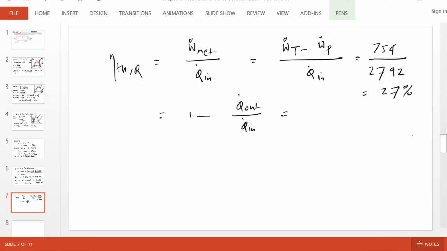If we go this way, we could also find the same, Q dot out is 2034 and 2792, and this will also produce 27%. And the back work ratio is going to be W dot p over W dot t. Notice that in this formula m dot doesn't matter because m dot gets cancelled. So therefore, whatever m dot we assume in our calculation, in our computation, it cancels out. So it doesn't matter.